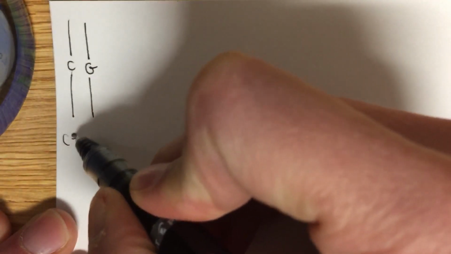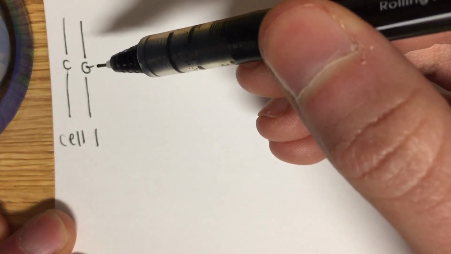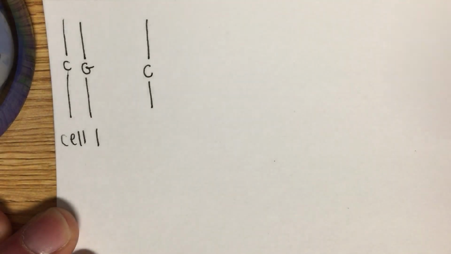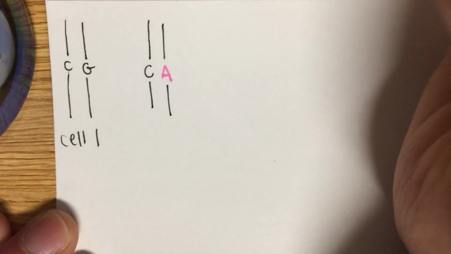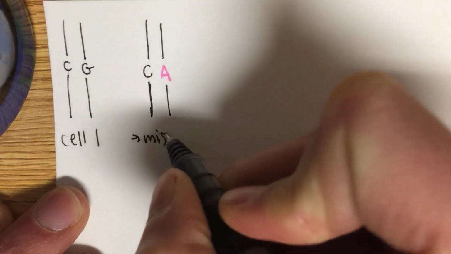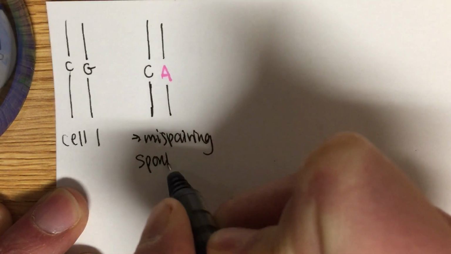So I'm going to label this cell 1 because this is the cell just in its normal state. What happens is it's a spontaneous mutation where the C will accidentally pair with something else. Say it changes chemistry and now it can pair with an A. And so this right here, this is a temporary thing. That's something that students were getting confused with. This is only temporary. And so this is mispairing, and this is a spontaneous mutation.